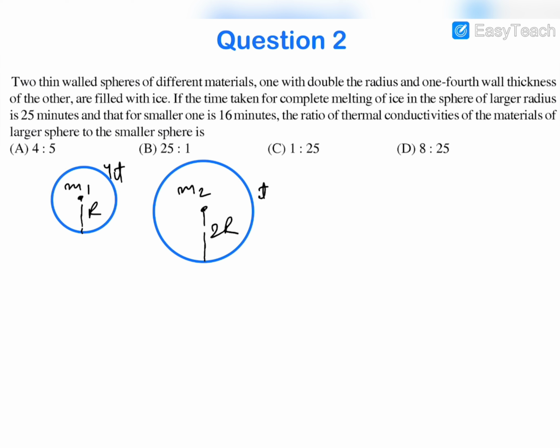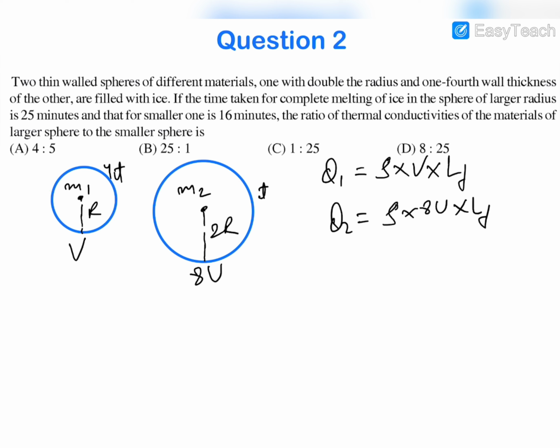Now we know that Q1, the heat required to melt M1 ice, would be M1, which is mass of the ice, will be rho into volume of ice. Let's suppose the volume of this sphere is V, so volume of this ice will be V, and the latent heat of fusion is LF. And the volume of this sphere would be 8V because its radius is twice. So Q2 required for the second sphere would be rho into 8V into LF. This is the heat required.